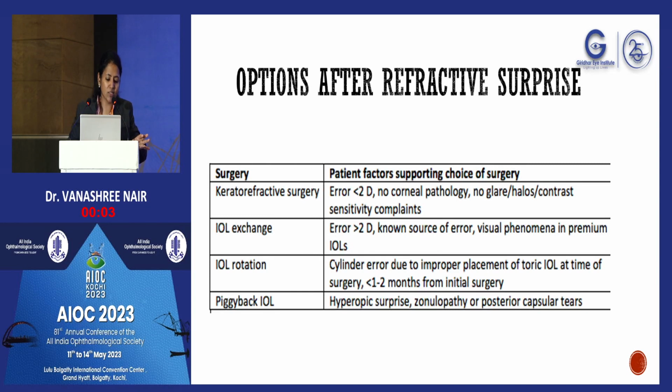So just to summarize, if the error is small, there is no corneal pathology, there are no glares, halos, or higher order aberrations, then you can go for keratorefractive procedures like LASIK or PRK. And if the error is more than 2 diopters, you know where the source of error has come from, and the patient has come early, you can go for IOL exchange. Torics, you can go for IOL rotation. And if it is a late presentation, then you can think about the piggyback IOLs.